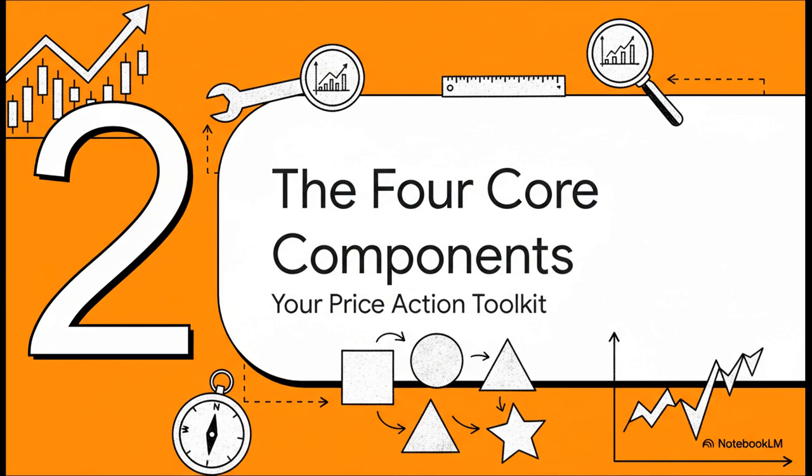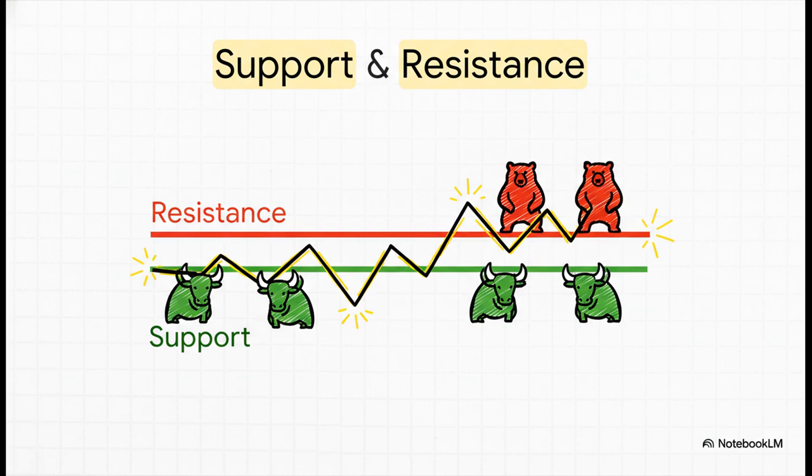Okay, moving on to our 4 core components. Think of this as your price action toolkit. These are the 4 essential things that are going to form the foundation of your entire trading strategy. First up, and probably the most important tool in the box, is support and resistance. These are basically the key battlegrounds on your chart. This is where buyers and sellers are constantly duking it out for control.